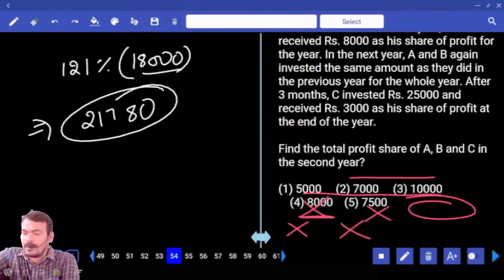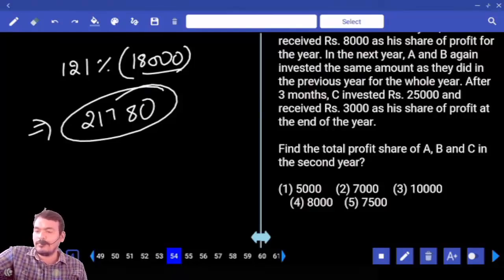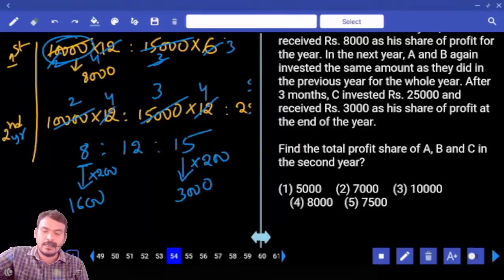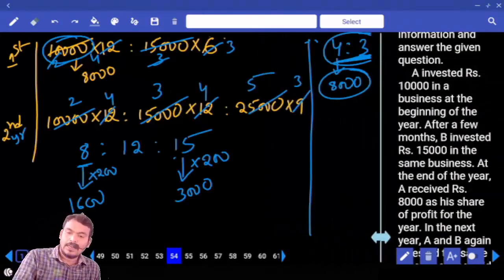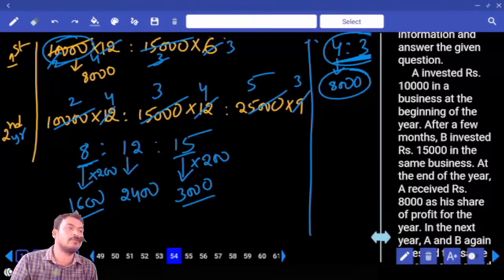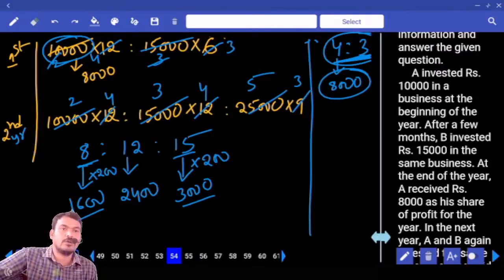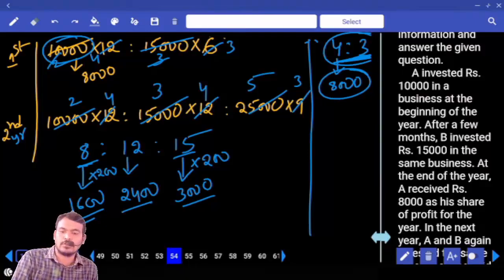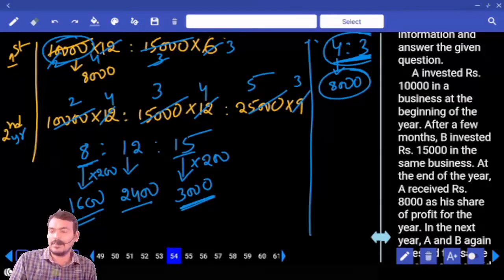Next question number 54. Find the total profit share of ABC in the second year or first year? Second year. Okay. Already 15 parts is how much? 3,000. 8 parts is how much? 1,600. 12 parts 2,400 or not? What is the total profit? 7,000 or not? ABC second year or ABC first year? ABC second year. 1,600 plus 2,400, 4,000. 4,000 plus 3,000, 7,000.